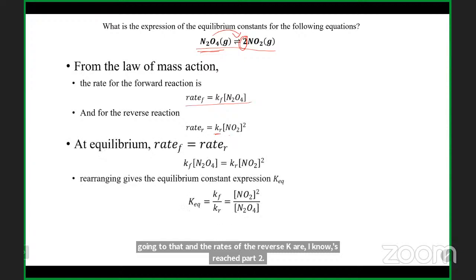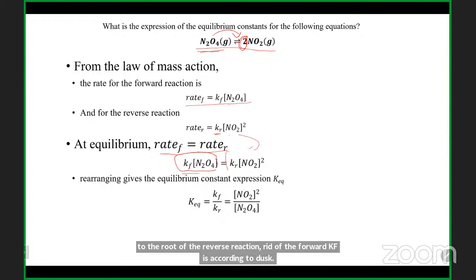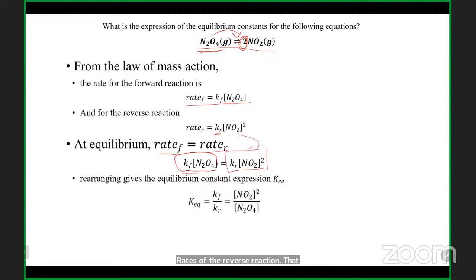At equilibrium, the rate of the forward reaction is equal to the rate of the reverse reaction. Rate of the forward, Kf, is equal to the rate of the reverse reaction, which is given here. Our equilibrium constant is Kf over Kr, and it is rearranged to this.